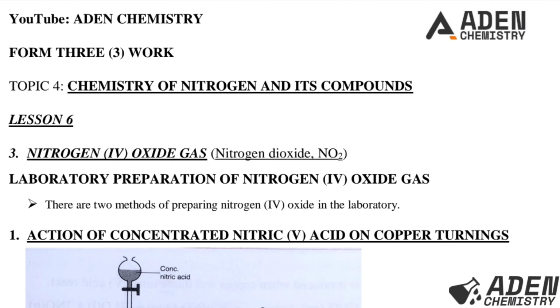Hello students, welcome. Previously, lesson 5, form 3 topic 4, we were dealing with oxides of nitrogen. Specifically, we were dealing with the nitrogen 2 oxide gas. So today, lesson 6, we want to proceed to the third oxide of nitrogen, which is nitrogen peroxide gas. The other name of nitrogen peroxide gas is nitrogen dioxide.